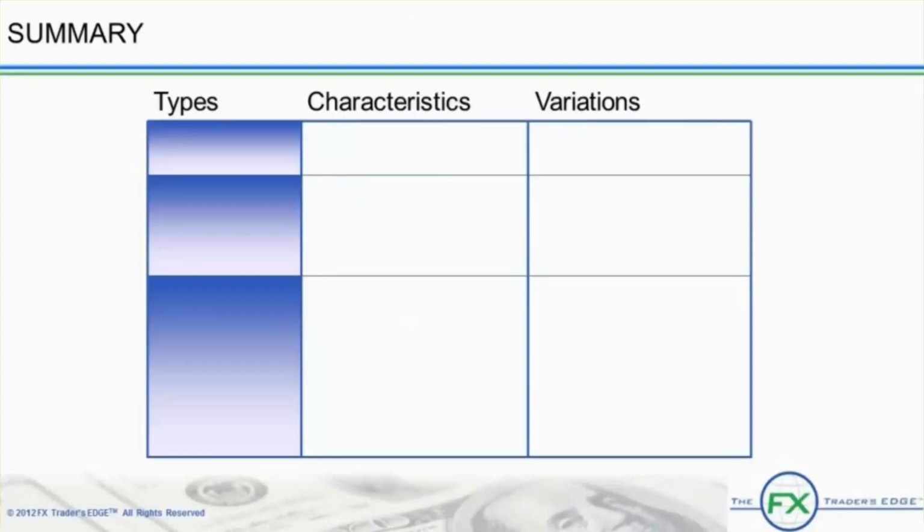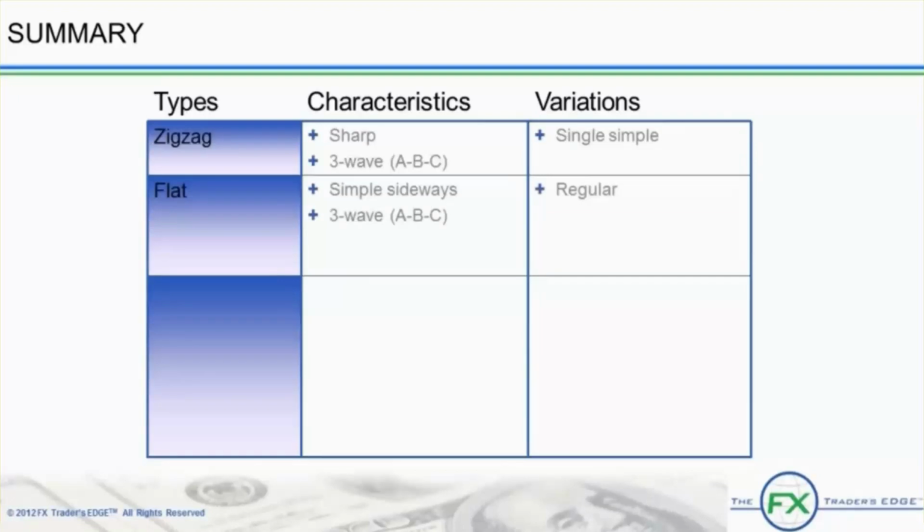To summarize, a zigzag forms a sharp, 3-wave ABC corrective move. The flat family is characterized as a simple sideways with a 3-wave ABC corrective move. It has 3 variations: regular, irregular, or running, with the B and C leg varying with each variation.